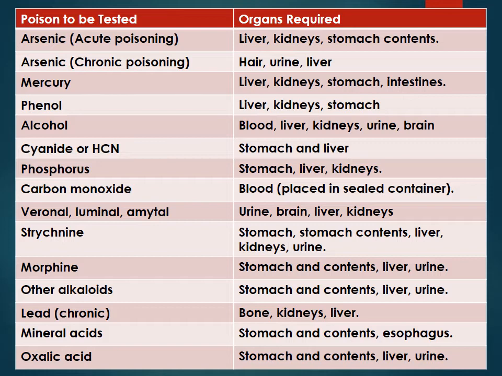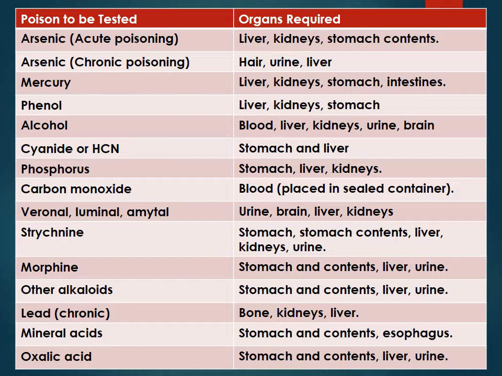For carbon monoxide, blood, blood serum, placed in a sealed container. For veronal, luminal, and amytal, use urine, brain, liver, and kidneys for samples. For strychnine, stomach, stomach contents, liver, kidneys, and urine. For morphine, stomach and its contents, liver, and urine. For other alkaloids, stomach and its contents, liver, and urine.